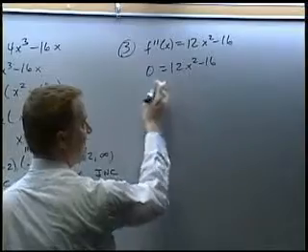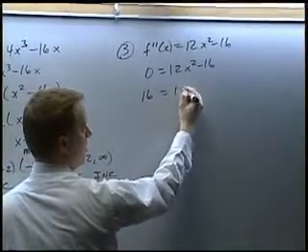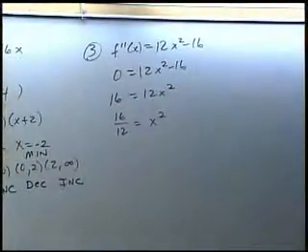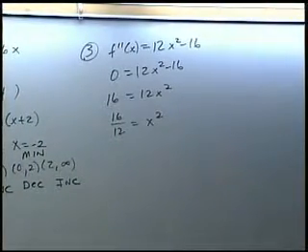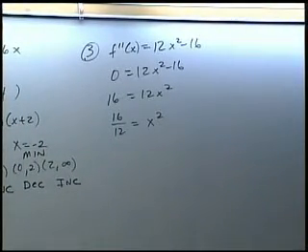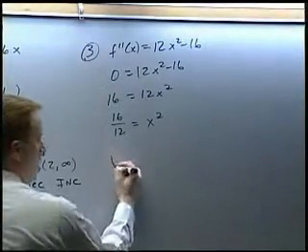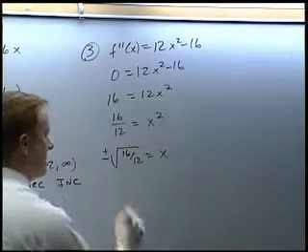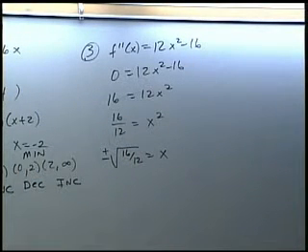Okay? If I add 16 to both sides, and then I divide by 12, okay, and then square root that result, I'm going to get two different x values. Whatever the square root of 16 over 12 is, plus and minus, it's not going to be a nice number, but whatever those values are for x, those are my possible locations for inflection points.